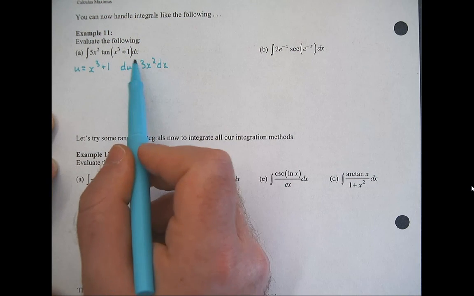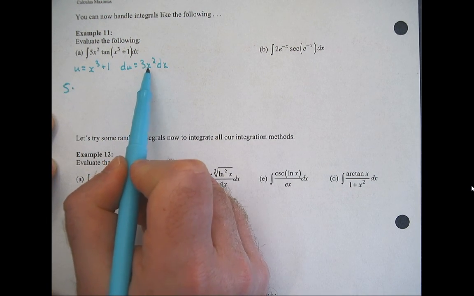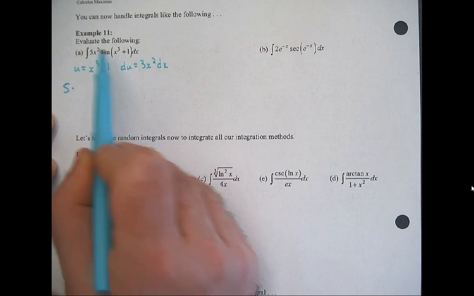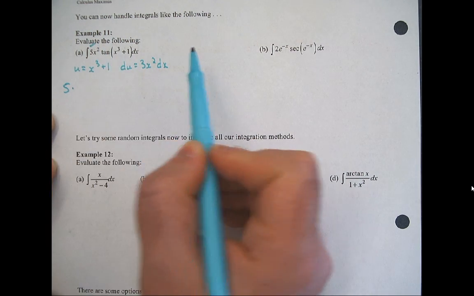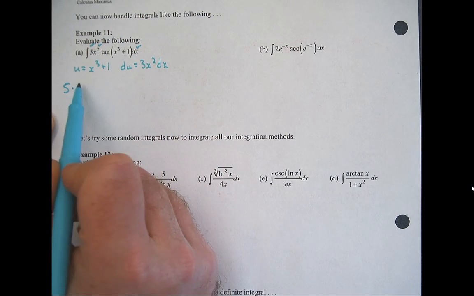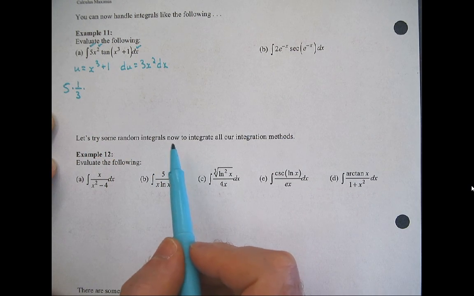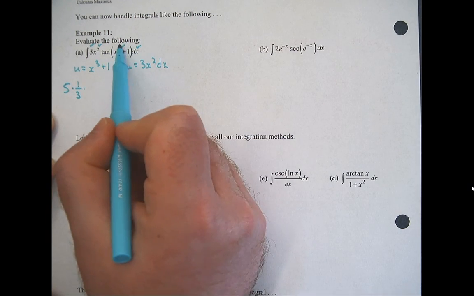Do I have any constants? Yes. What do I need? I need a 3, an x squared, and a dx. I've got the x squared. I've got the 5 taken care of. I've got an x squared. I need a dx. So I need to create a 3, which means I need a correction of 1/3. My u is this stuff in here.